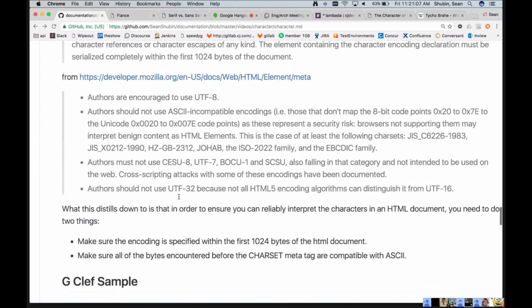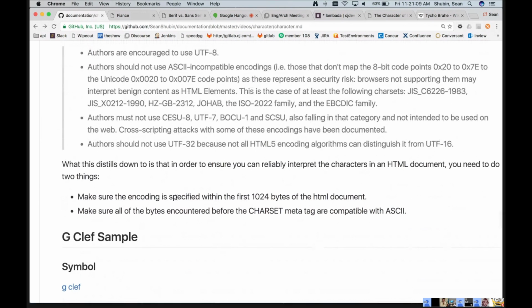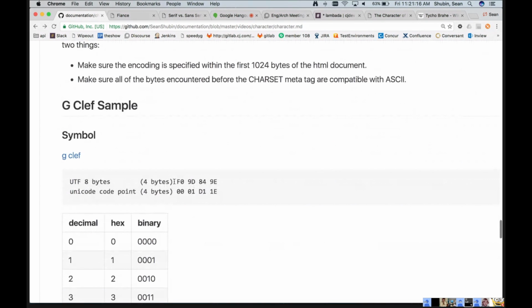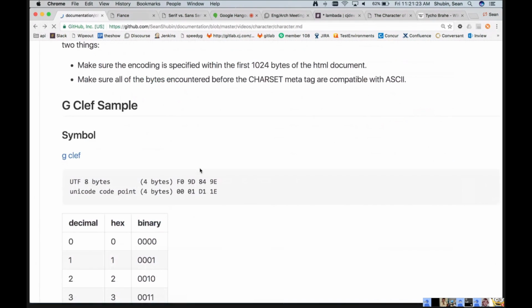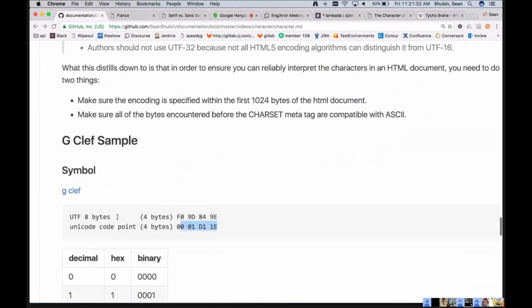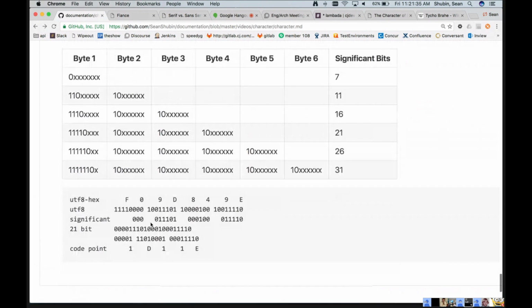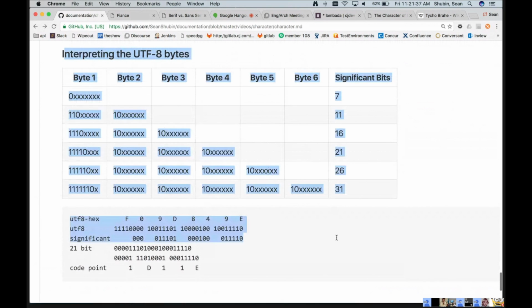So how am I doing on time? You have 1 minute. Okay, perfect. I have an example where I take a bunch of UTF-8 bytes, here on this G-clef symbol. There's the G-clef. I go through step by step and show how to take these bytes and convert them into the Unicode code point. I just demonstrate how to do that all the way through. I don't have time to go over that now.